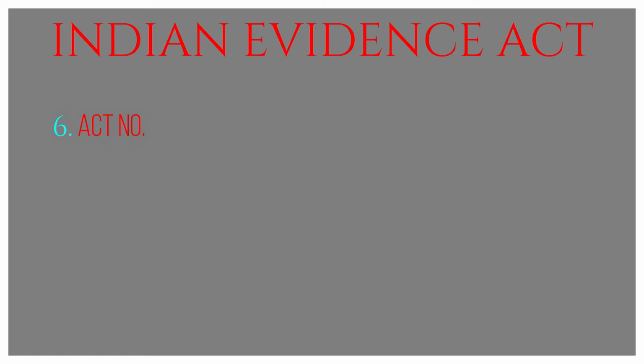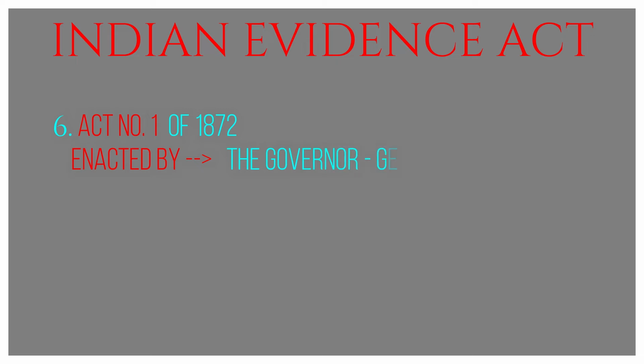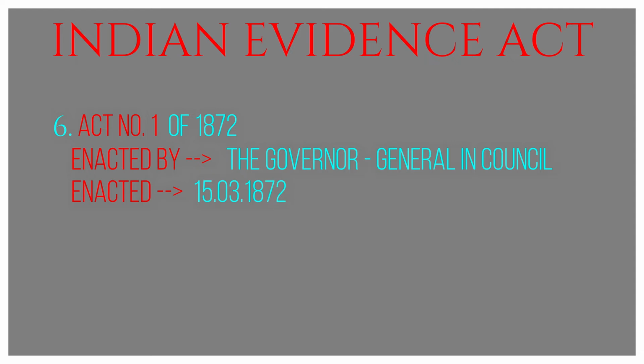Sixth point, Indian Evidence Act is Act No. 1 of 1872, which means that in the year 1872 this was the first act passed by the Council. Enacted by the Governor-General in Council. Enacted 15th of March 1872. And it commenced or came into force on 1st of September 1872.